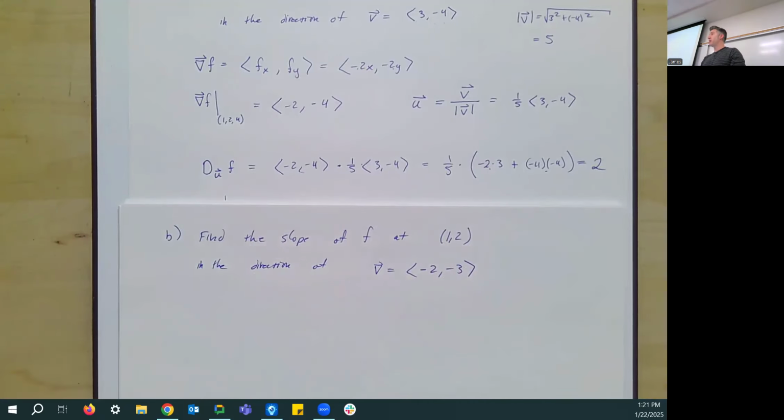It's not going to be quite as nice, but it's still going to be just fine. So try that. Gradient's the same. The directional derivative, the direction we're taking the derivative in, is not the same. So you're going to have to find the new unit vector u. I'll give you a minute to work on that.